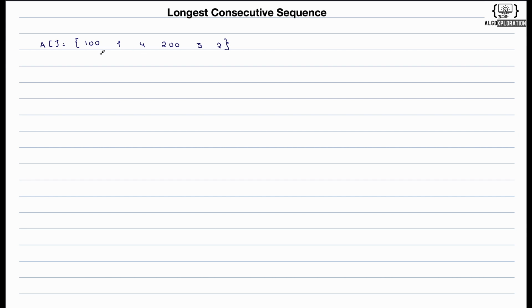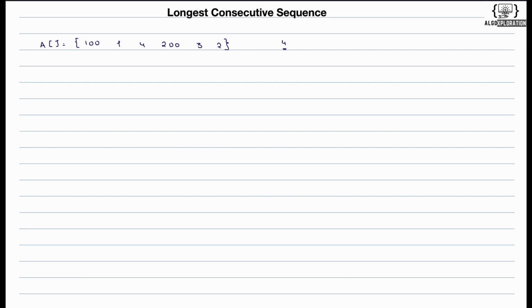If we take a look at the first element, which is 100, do we have 101? No, so just ignore it. Now here the element is 1. So now we need to search for 2. Do we have 2? Yes, we have 2. Then again search for 3. Yes, we do have it. After 3, 4 is there, right? So till now we found the longest consecutive sequence length is 4.